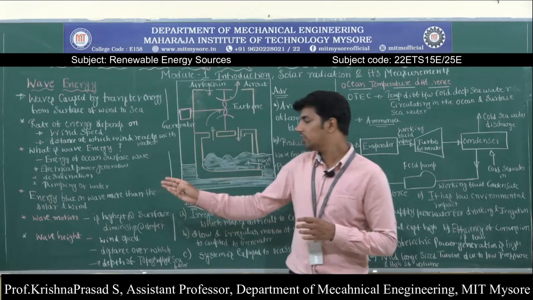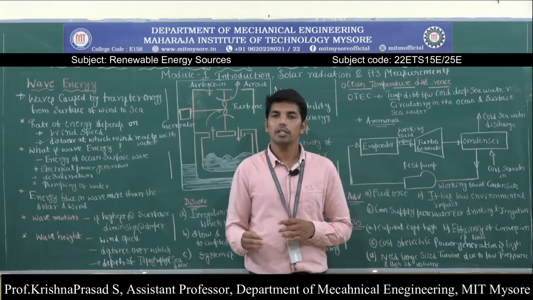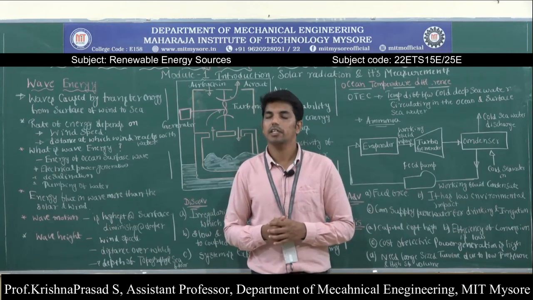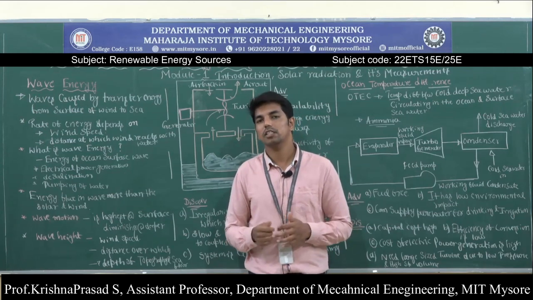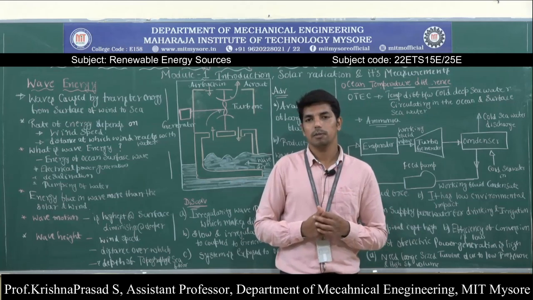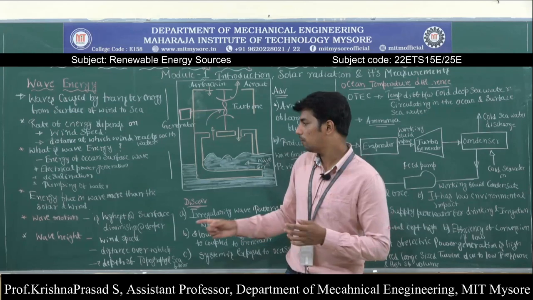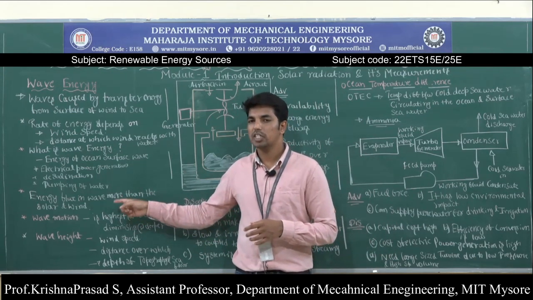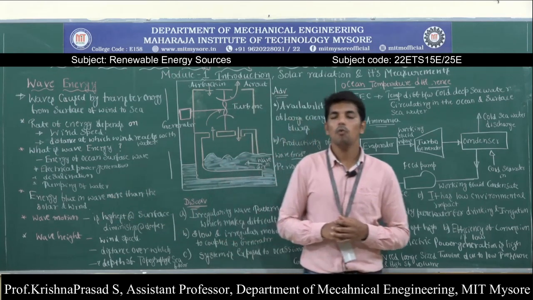Then the energy flux in wave motion is much higher compared to solar energy as well as wind energy. In the previous class we discussed the solar energy flux. The solar radiation flux, even in the hottest regions, is only 1 kilowatt per meter square, and for the whole day it is 7 kilowatt hours per meter square. So that means solar energy is a dilute form of energy. But the wave energy obtained is much higher compared to solar and wind.